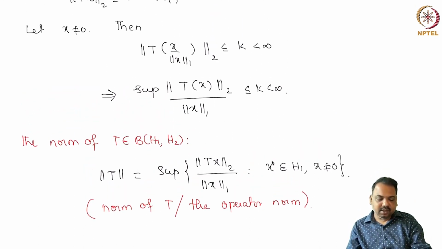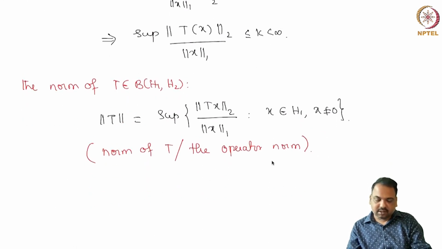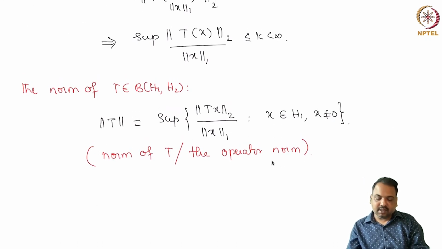So whenever T is a bounded linear operator, we can conclude that the norm of T is a finite quantity. There are different ways of calculating the norm of an operator, so that we will be proving in the next class. Thank you.